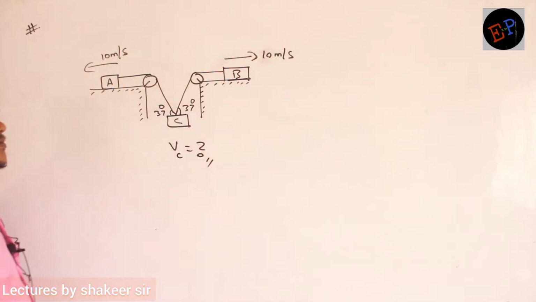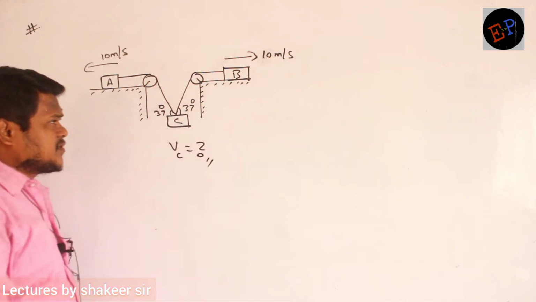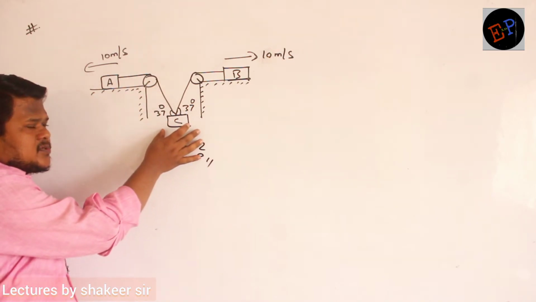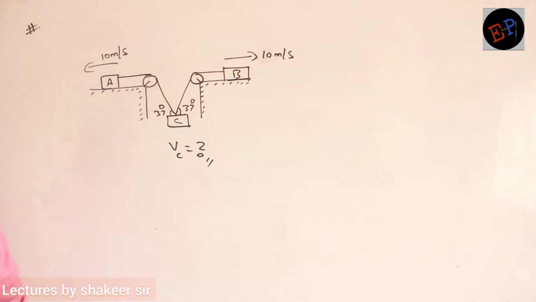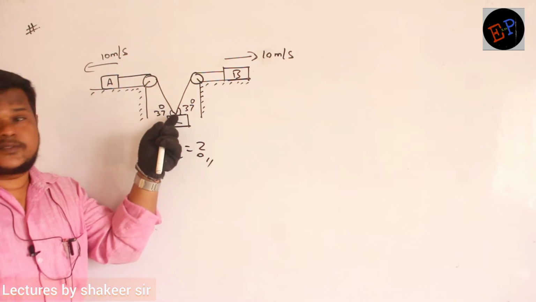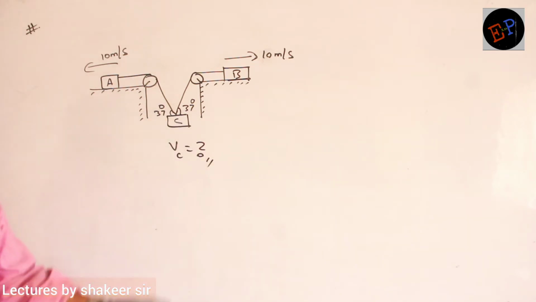So this is the question which is given. This block is moving in this direction with a speed of 10. This is also moving in this direction with a speed of 10. Both the ropes are connected to block C, and they are making angles of 37 degrees. When they are making 37 degrees, what is the velocity of block C? When the angle changes, velocity also will change. At this angle, what is the instantaneous velocity of block C?